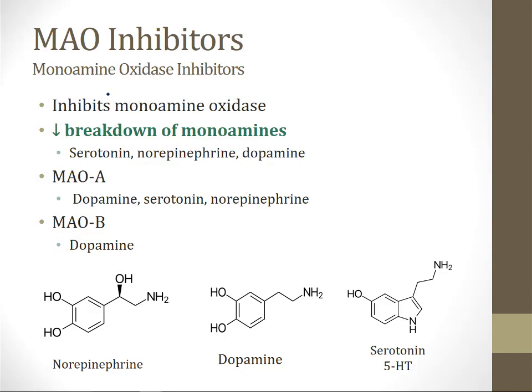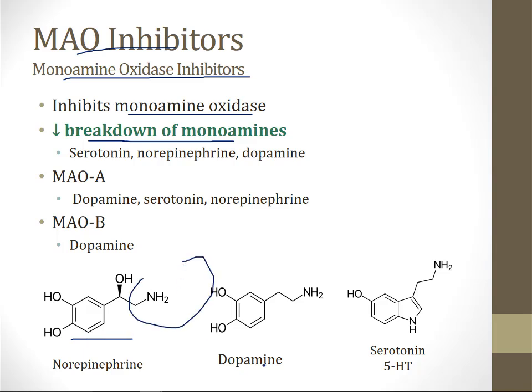Moving on, let's talk about our second class of antidepressants, the monoamine oxidase inhibitors, or MAO inhibitors. As their name implies, these drugs inhibit the enzyme monoamine oxidase, and when this enzyme is inhibited, there is less breakdown of monoamines. So what are monoamines? Well, it turns out many neurotransmitters in the brain have a chemical structure called a monoamine, which includes a benzene ring attached to an amine group. Norepinephrine, dopamine, and serotonin, which is also called 5-HT, are all examples of monoamines.